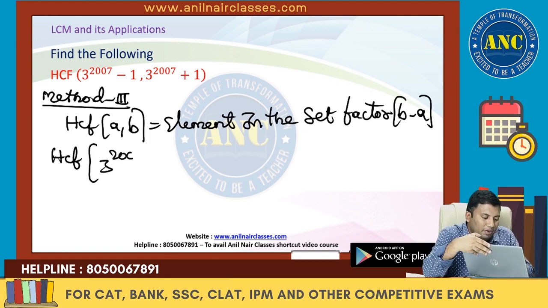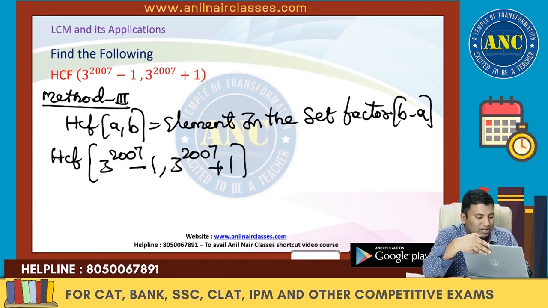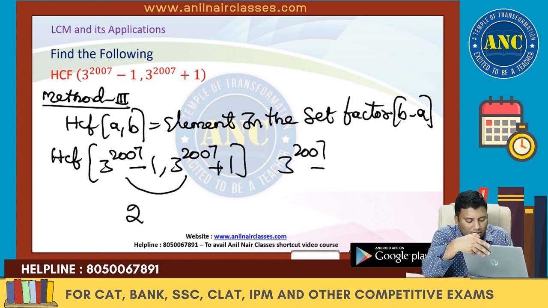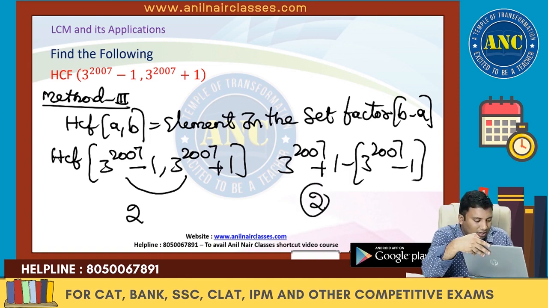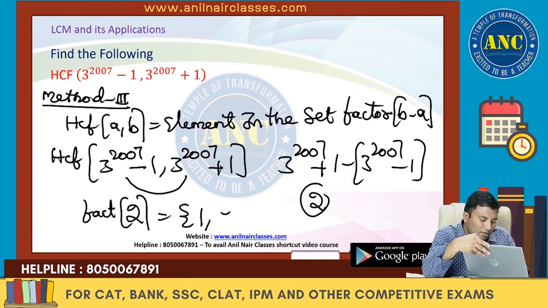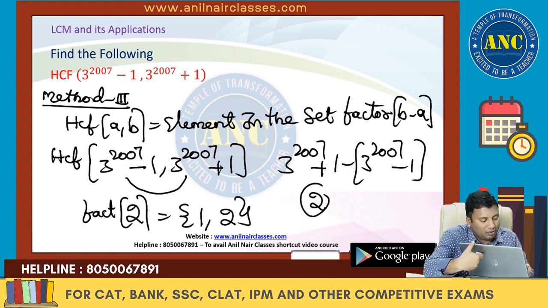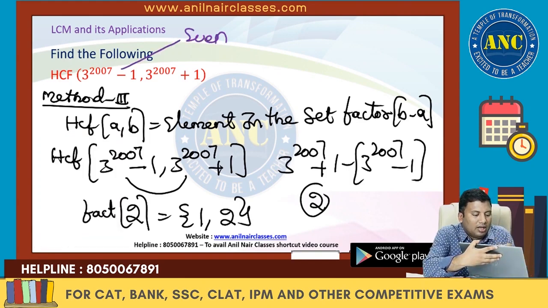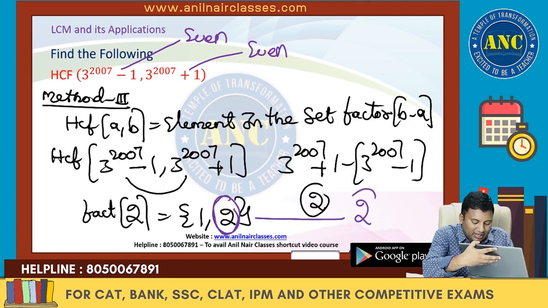HCF of 3 power 2007 minus 1, comma 3 power 2007 plus 1. Take the difference. The difference is 2: 3 power 2007 plus 1 minus 3 power 2007 minus 1. Take the factors of 2. What are the factors of 2? 1 and 2. This is odd minus 1, an even number, and odd plus 1, an even number. HCF of 2 even numbers is always an even number. Therefore, the answer is 2.